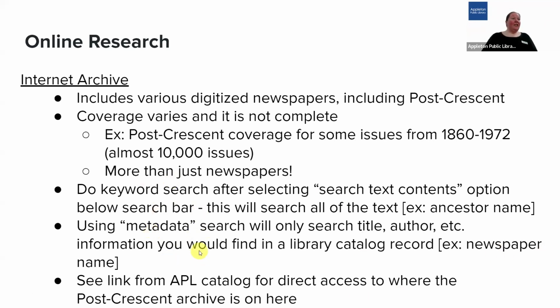The other option in there is called a metadata search. That's when you're searching for a specific title or a specific author of a specific book or a specific newspaper, for example. It's kind of like the information you would find in a library catalog record. So that's the main difference between those two searches, and you want to make sure you're in the right search. If you click on metadata search and put in your ancestor's name, you're probably not going to get results. So you want to make sure you're doing the text contents option.